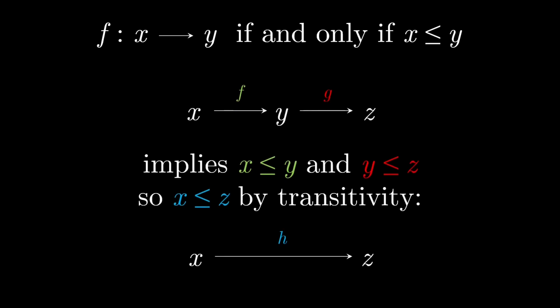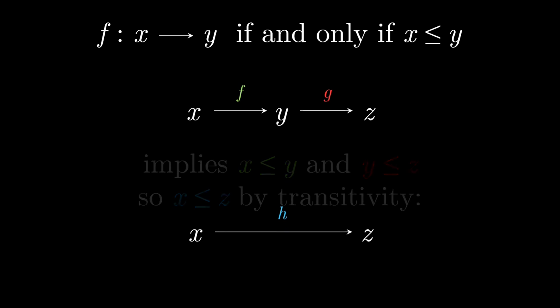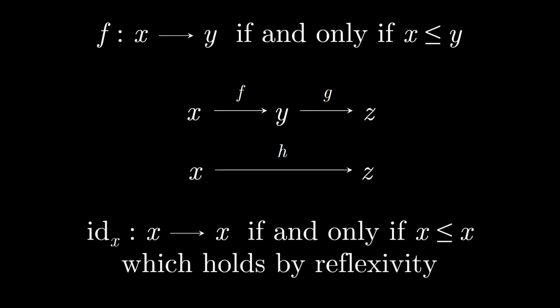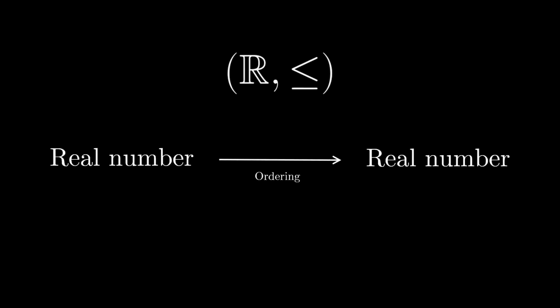The morphisms f and g imply that x is less than or equal to y, and y is less than or equal to z. So we have x is less than or equal to z by transitivity, so there is a morphism to assign as the composition of f and g. We also have x is less than or equal to x for all real numbers x, so identities also exist. Associativity and identity axioms are also easy to verify. So the set of real numbers equipped with the non-strict ordering is a category. And again, there's nothing specific to the real numbers here, so any set equipped with a non-strict order is in fact a small category.